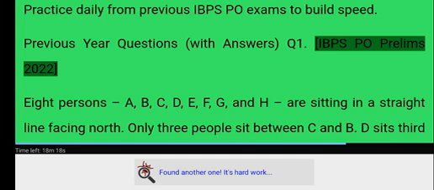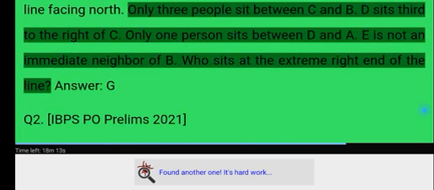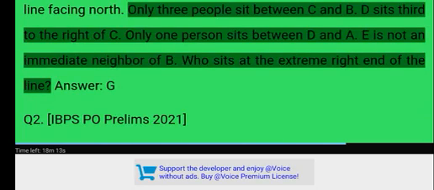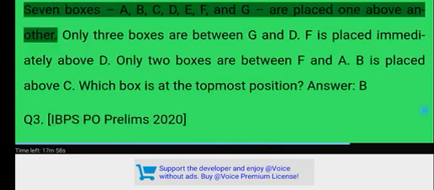IBPS PO prelims 2022. 8 persons, A, B, C, D, E, F, G, and H, are sitting in a straight line facing north. Only 3 people sit between C and B. D sits third to the right of C. Only 1 person sits between D and A. E is not an immediate neighbor of B, who sits at the extreme right end of the line. Answer, G.